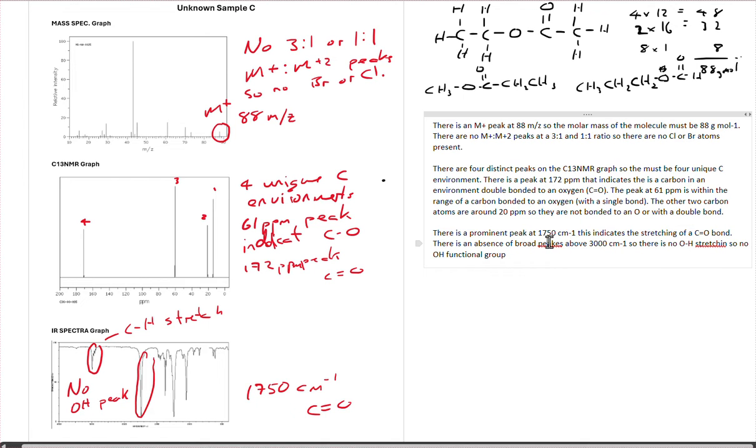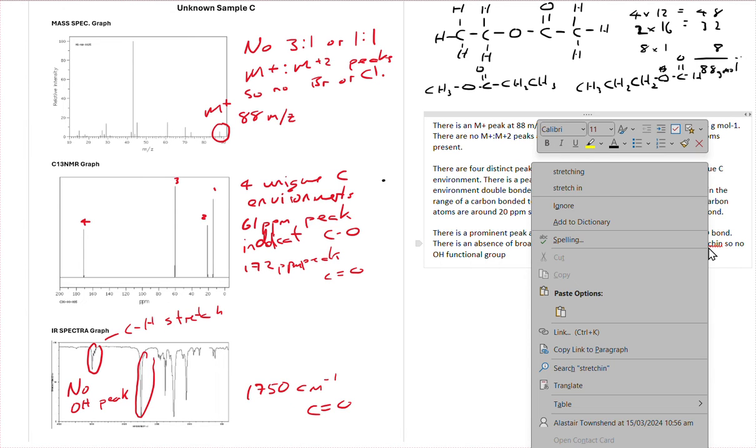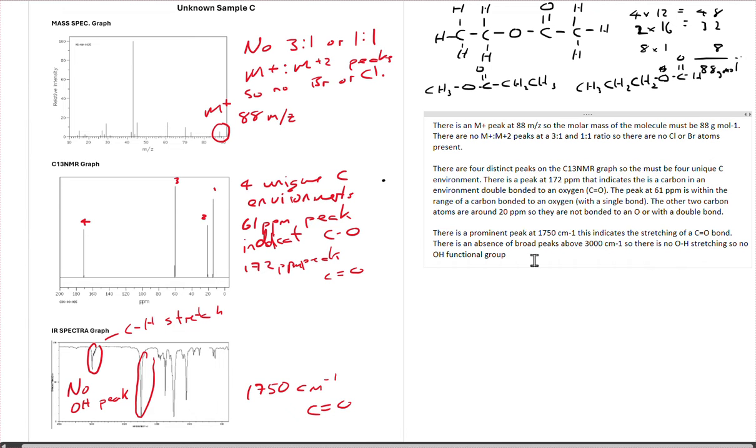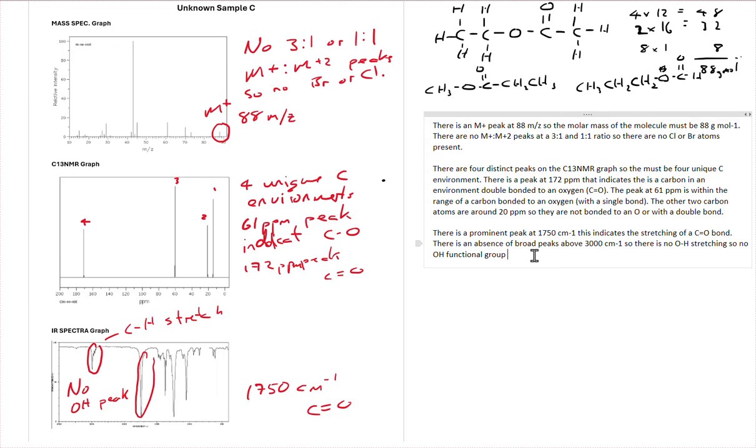Okay, so peaks stretching. Okay, cool. So now I've put information in all three graphs, so all the aspects that I need to. I've made sure I put the units. Now I'm just going to summarize and put it together and say what the possible answers are.